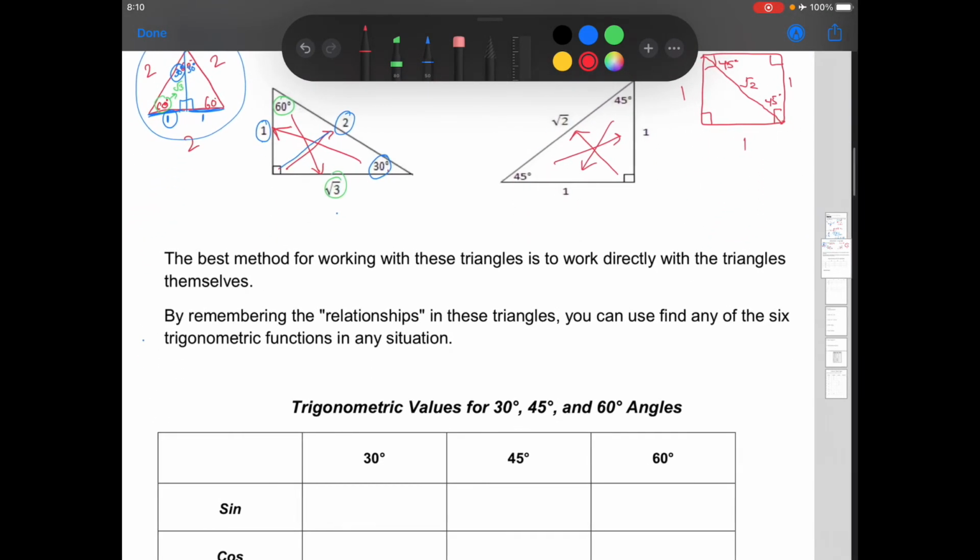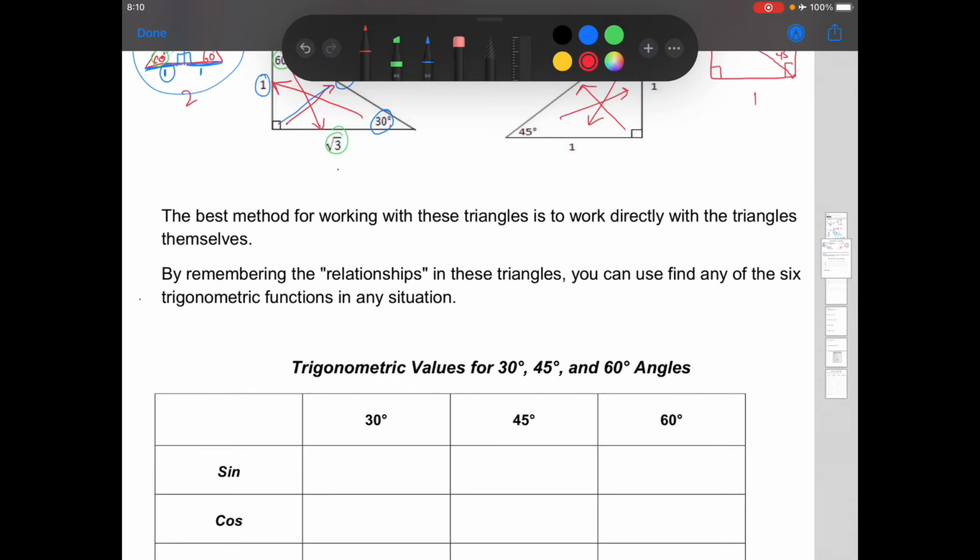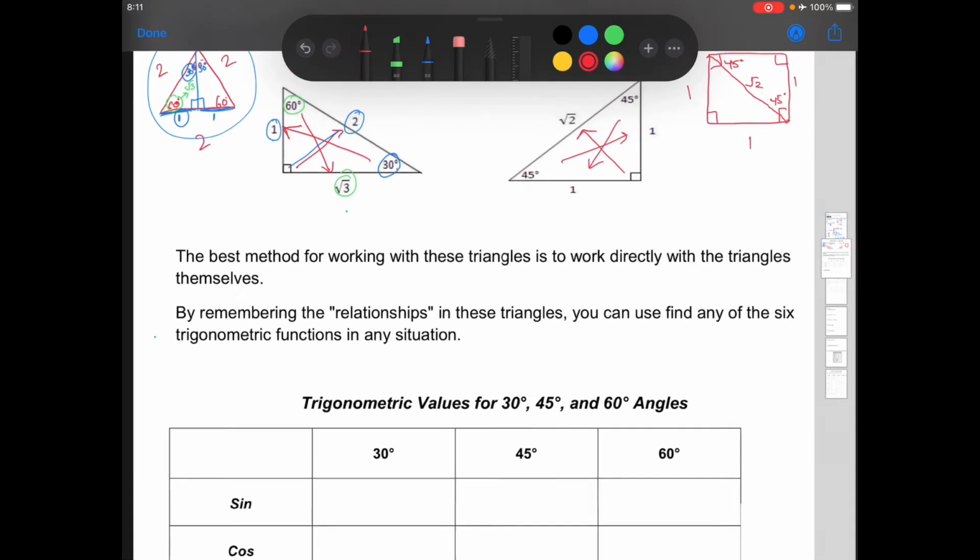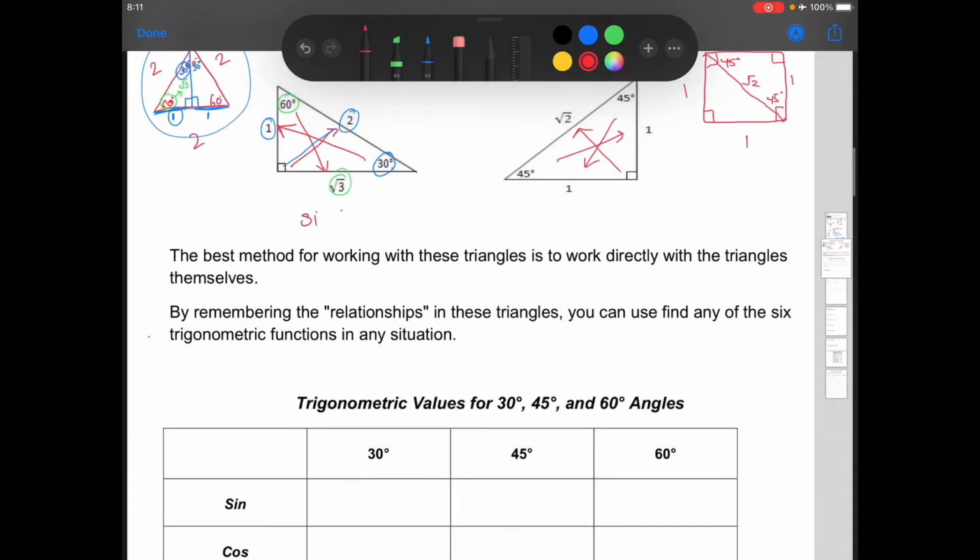The best method for working with these triangles is to work directly with the triangles themselves. By remembering the relationships in these triangles, you can find any of the 6 trigonometric functions in any situation. So you can do sine of 30. What is the ratio for sine? Opposite over hypotenuse. So it's 1 over 2.